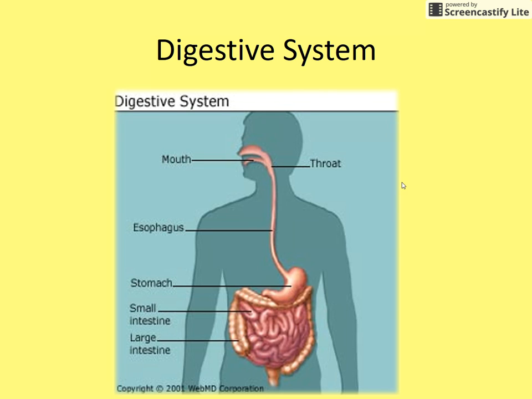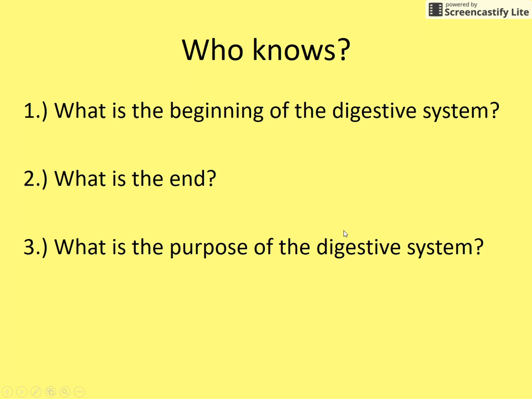So breaking down food and absorbing nutrients, that's a key thing. You've got to know that. And again, digestion is just the breaking down of food. So let's keep going. So beginning of the digestive system, answer that. It's in the mouth. The end, I think you can think of that.